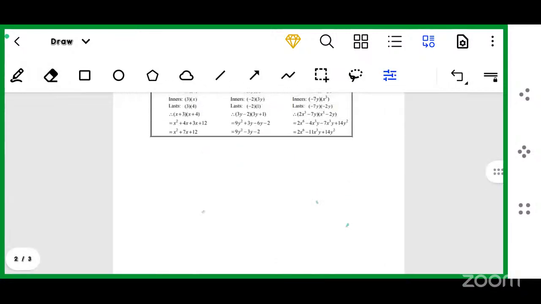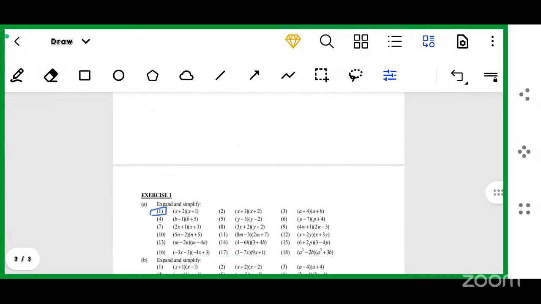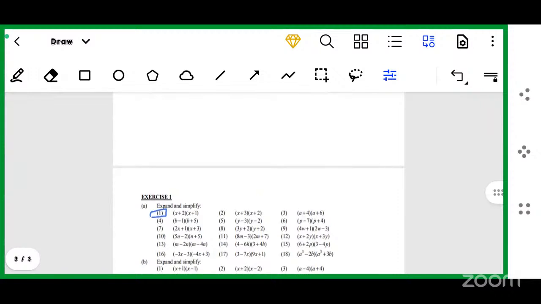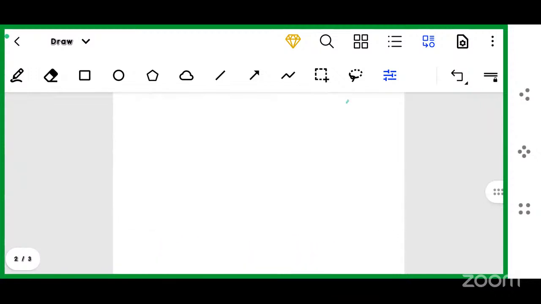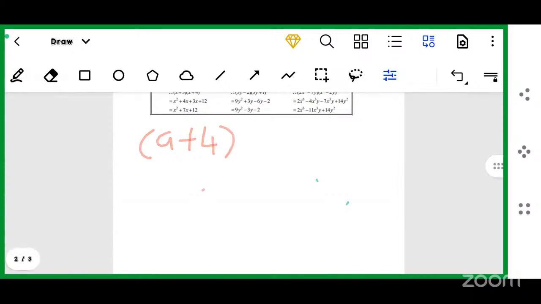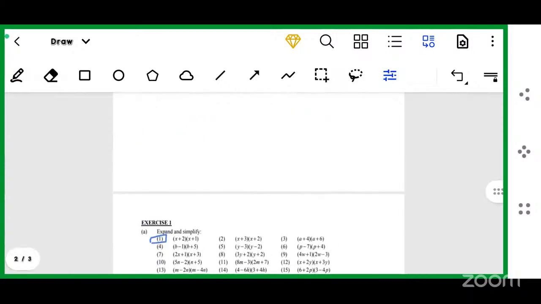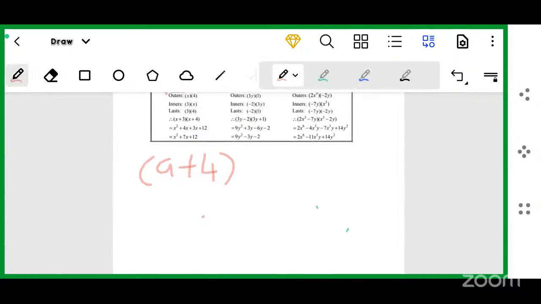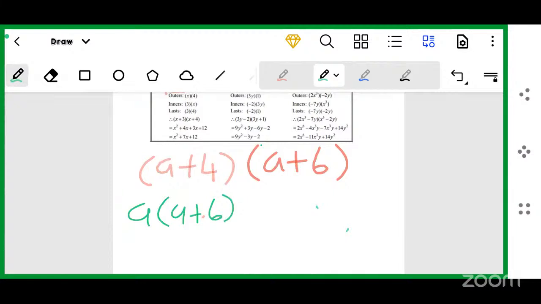Okay, let me just take one from below. Let's say we have a plus 10 times a plus 6, no wait, plus 4 times a plus 6. First things first, we write our a multiplied by the second bracket. So it's going to be a plus 6. And then, Ole, what is a times a?